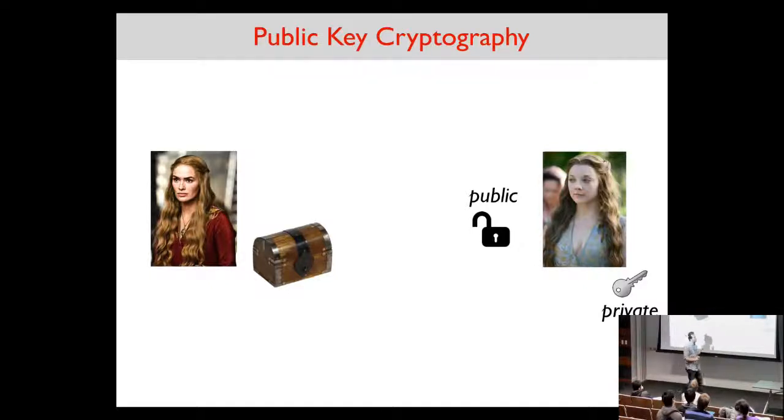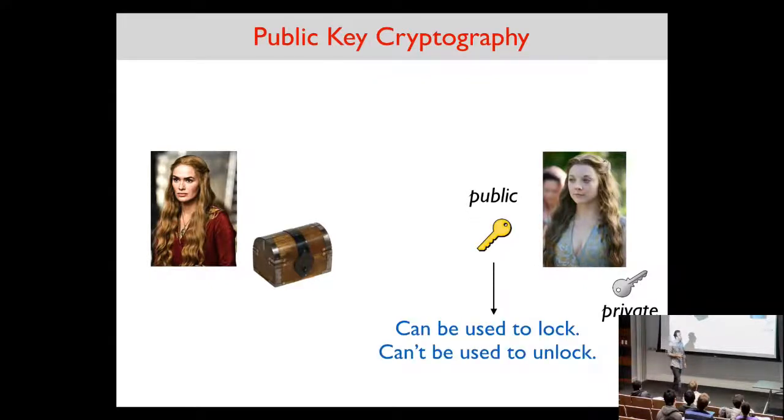So Cersei takes the lock, puts her message in the box, locks it with that lock, and then sends it. Now, I'm the only one, hopefully, who has the key, so I can open it. But hopefully, no one else will be able to open that box. That's basically the idea. Of course, now you have to convert this into mathematics and into an algorithm that implements this. And that's going to be our task.